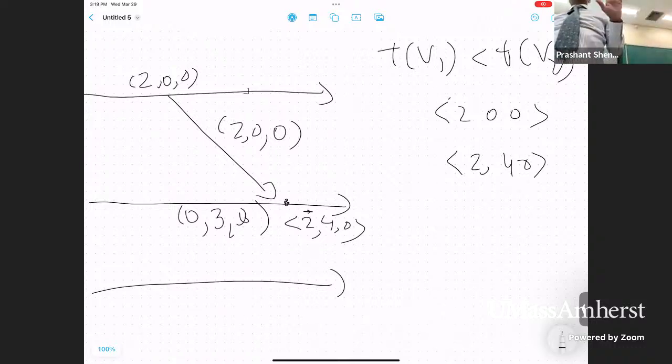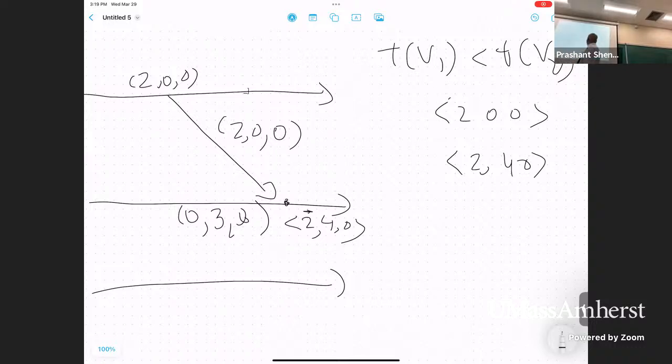Our relationship is very simple. We'll say that one vector is strictly less than another vector if every element of the first vector is less than or equal to every element of the second vector, and there is at least one element that's strictly less than. Is that clear what I said? So a less than relationship means every element has to be less than or equal to the second vector, and at least one element is strictly less than.